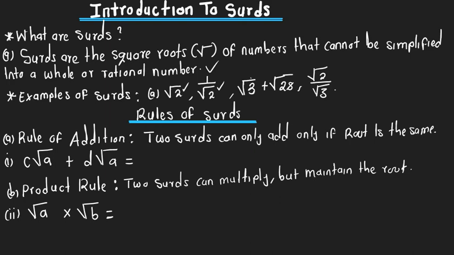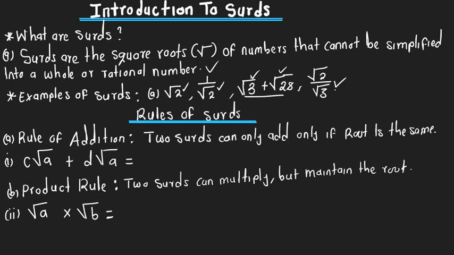Let me just say root 3. Root 3 plus root 28, the whole of this is considered to be a set. Root of 2 over root of 3 is also considered to be a set. It's very important that you understand this, because in the next video tutorial we shall be looking at how to rationalize such questions.